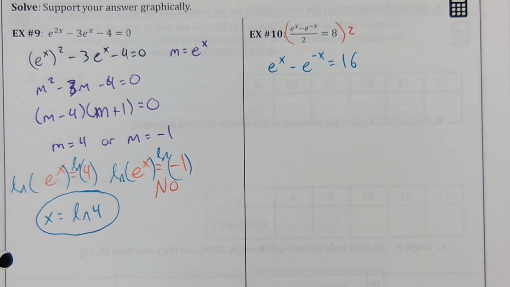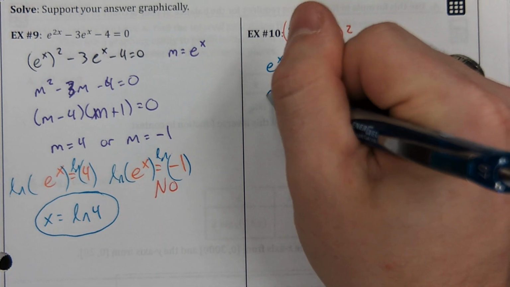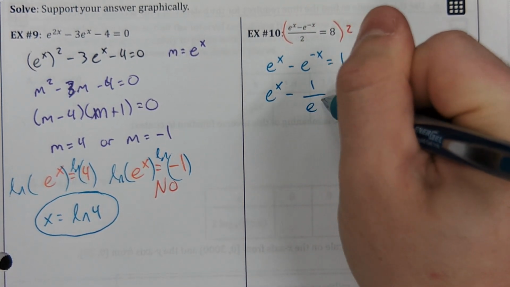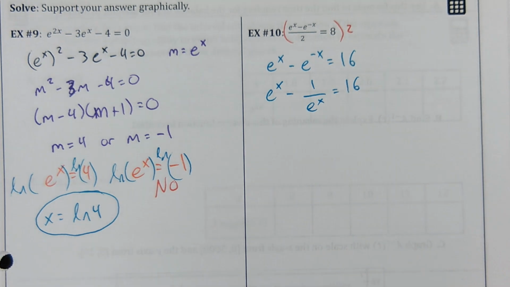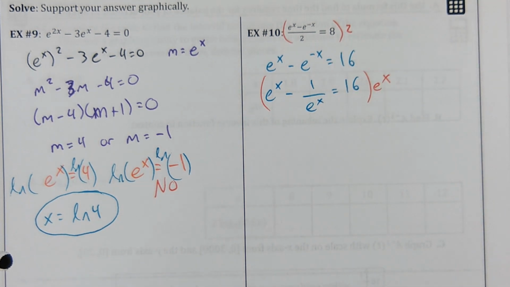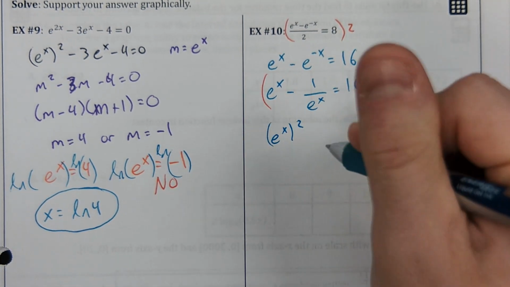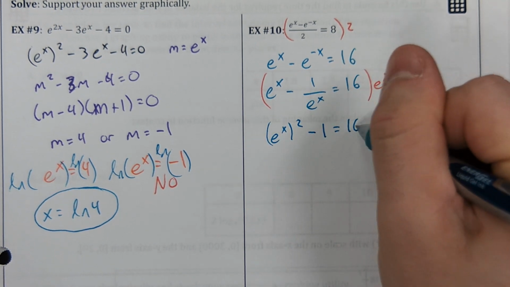I didn't hear anything squared, though. Ah, yeah, this is actually a fraction. Now what? Multiply by e to the x, yes. That way you do not have a fraction. That's going to give us e to the x quantity squared, which is e to the 2x, minus 1 equals 16 e to the x.